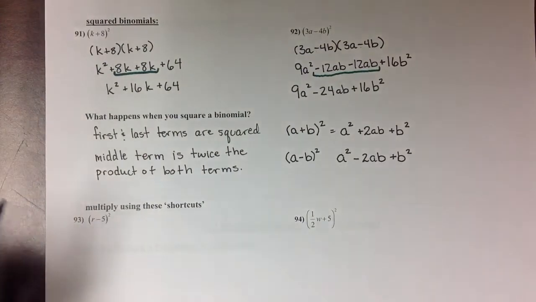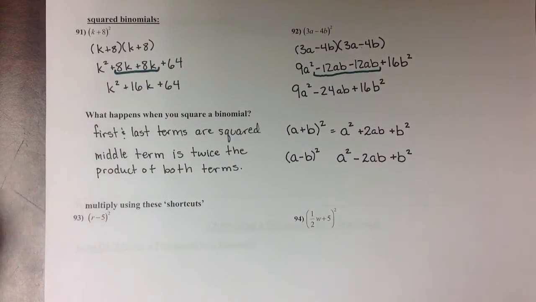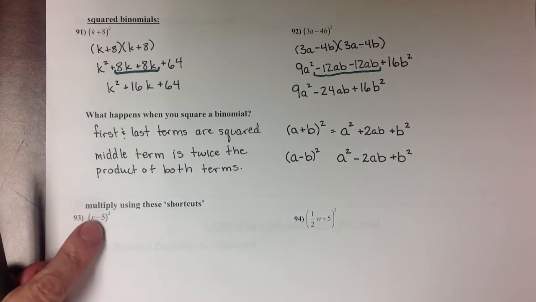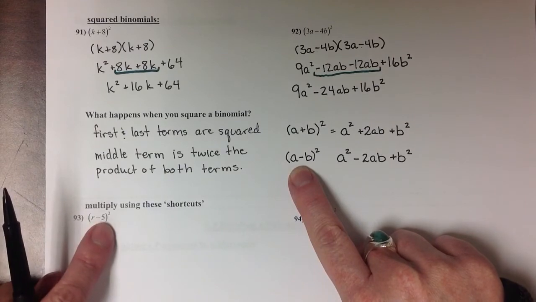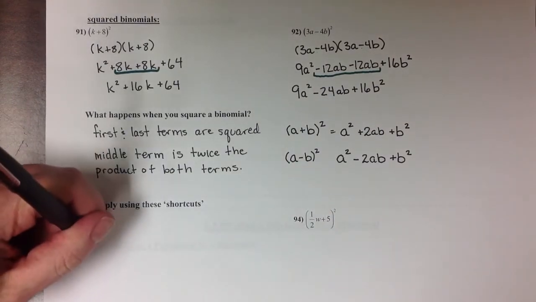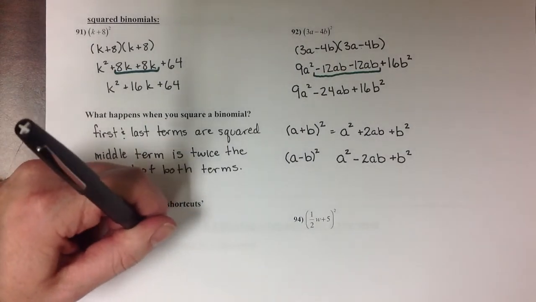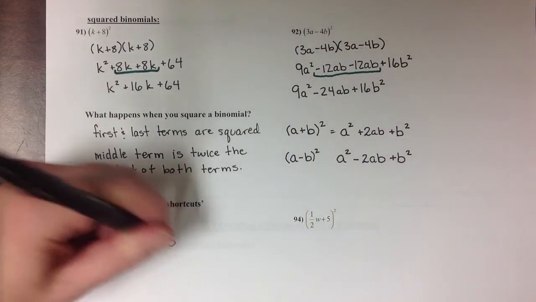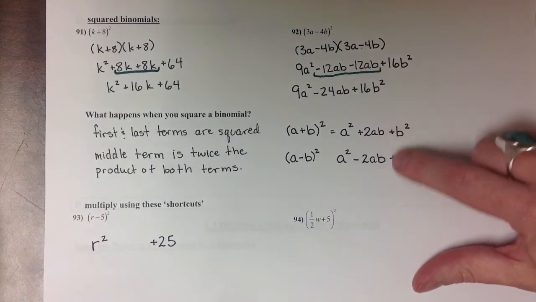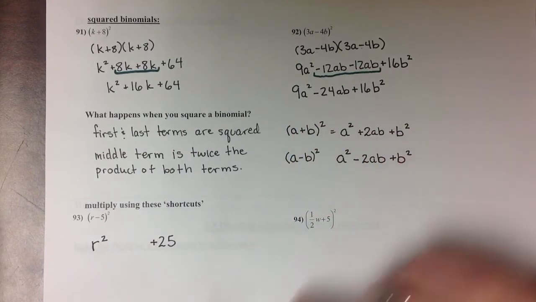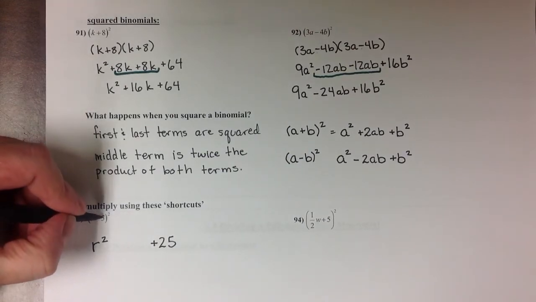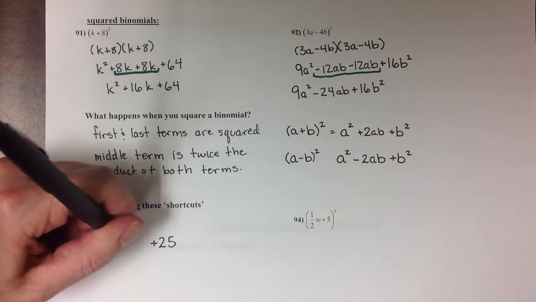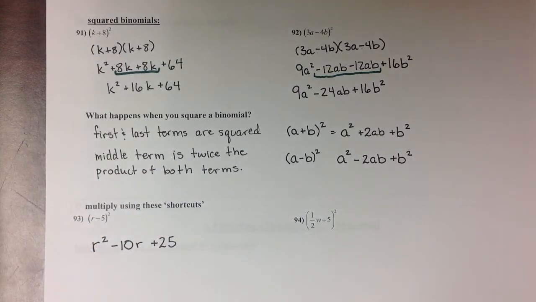So if we try numbers 93 and 94 using this shortcut, our first one, 93, looks like an example that looks like this. We've got a difference of two numbers. So I'm going to write my answer as r squared, leave some space, and a plus 25, because you'll notice that second term in both cases is positive. So 5 squared is 25. And then in the middle, I multiply r times negative 5. That gives me a negative 5r. And when I double it, it's a negative 10r.